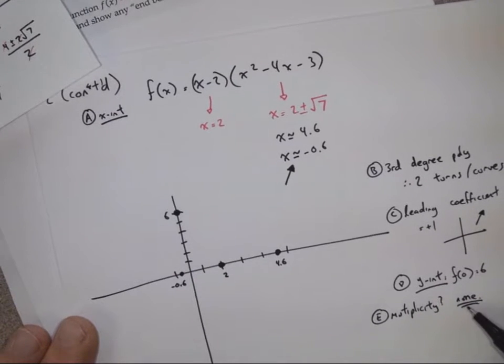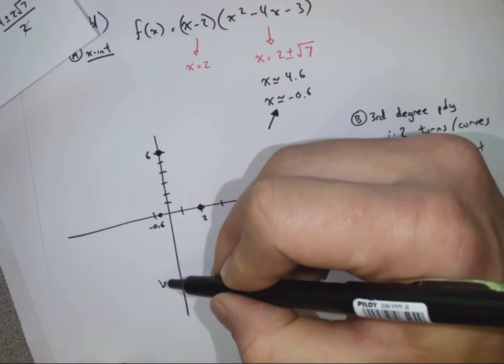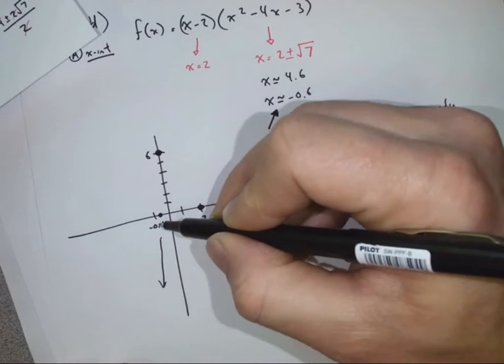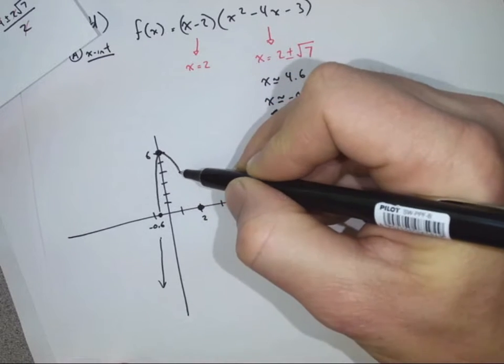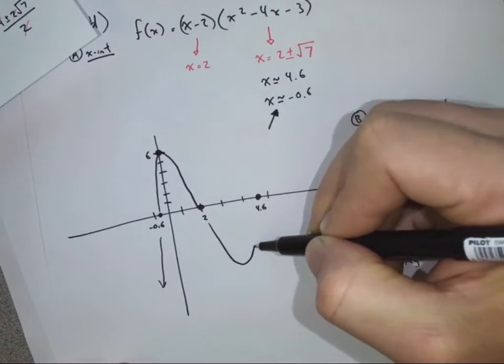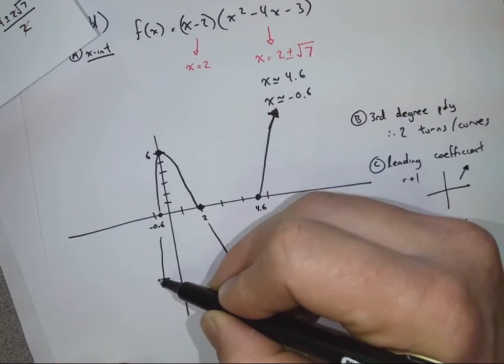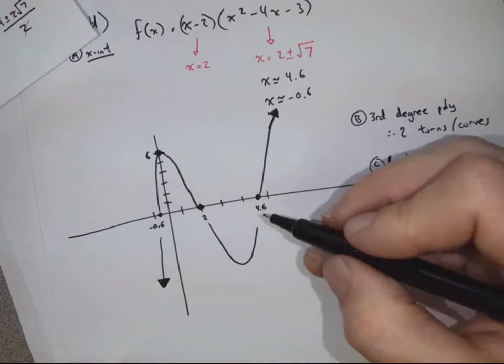So that means there's no kisses and there's no inflection points. And so now we're going to just connect the dots. This one looks pretty straightforward as is. So I'm going to connect the dots like so. Going to come down and head up to positive infinity. And so we look something like that when we're done.